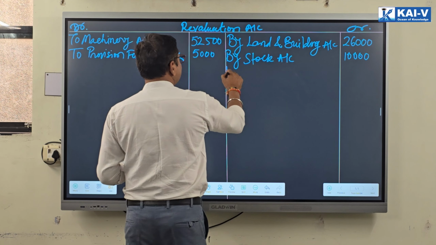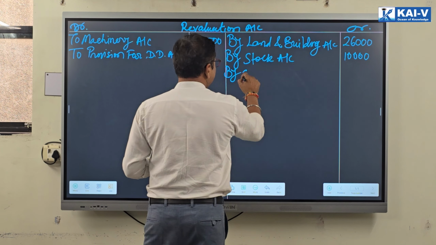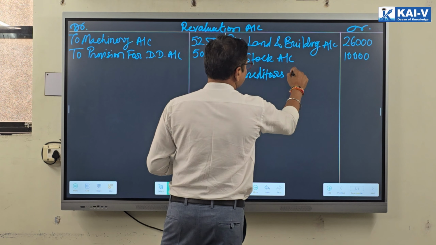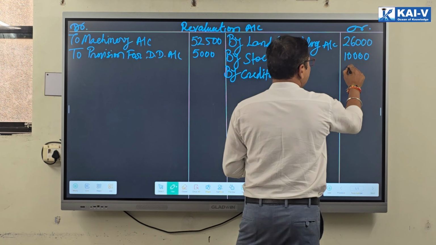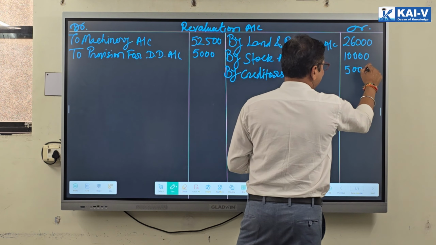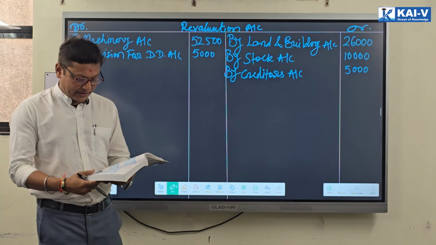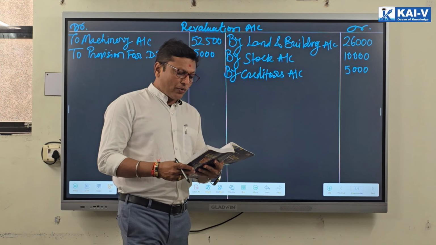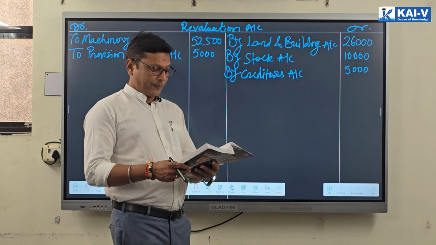नाउ वी गोइंग टू क्रेडिट इट टू द रिवैल्यूएशन अकाउंट बाय क्रेडिटर्स अकाउंट. कितने का फायदा हुआ? 5,000 रुपीज के क्रेडिटर्स को हमें पेमेंट करना नहीं है. इट शुड बी रिटर्न बैक लिखा है. ठीक है. द नेक्स्ट एडजस्टमेंट इज अ क्लेम ऑन अकाउंट ऑफ वर्कमैन्स कॉम्पनसेशन इज 10,000.